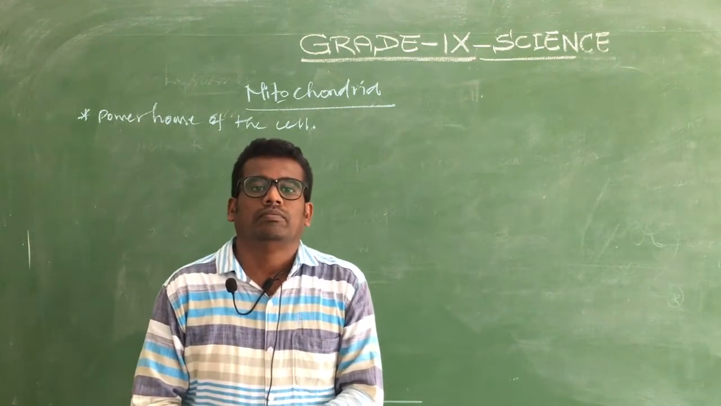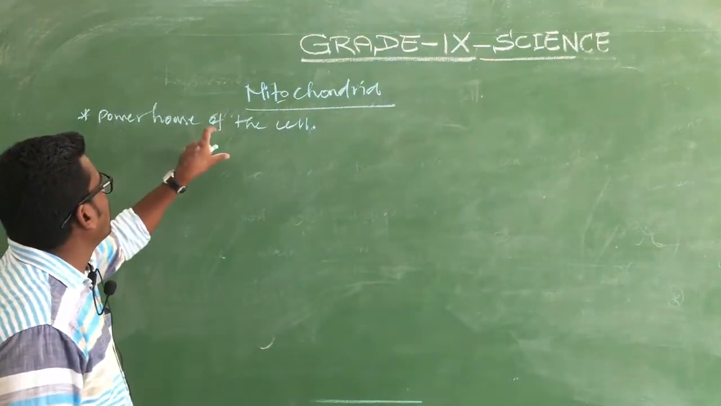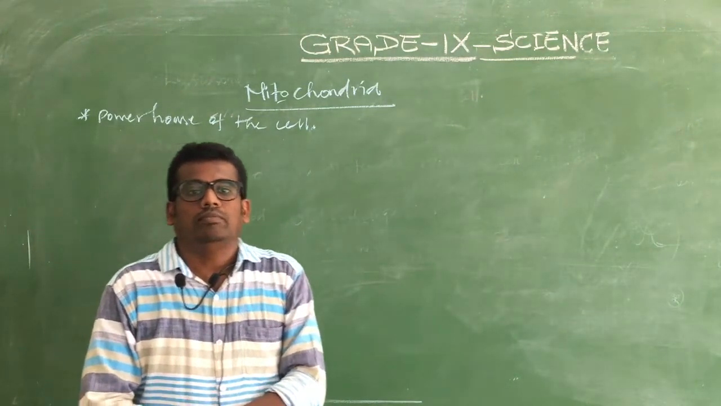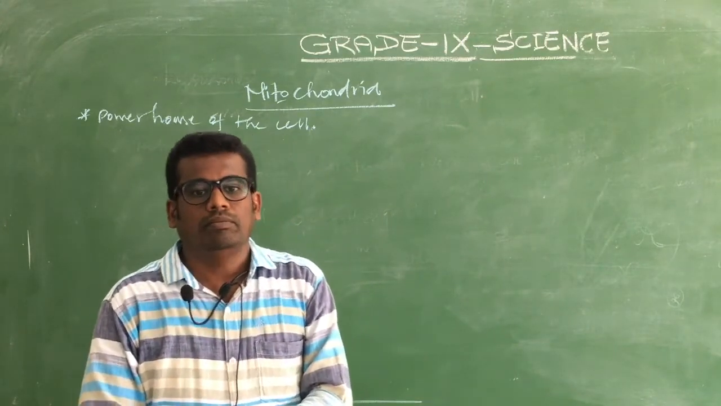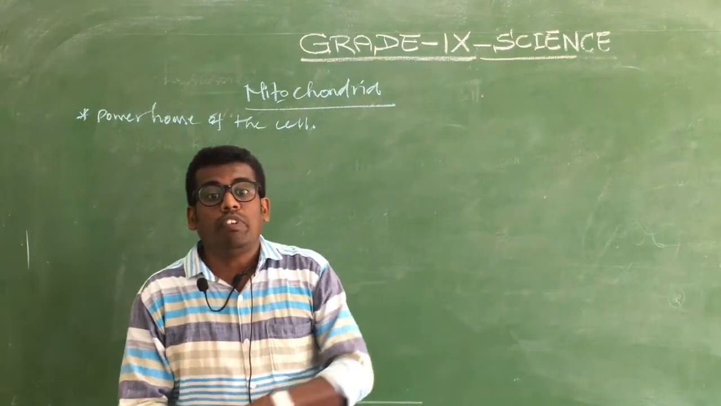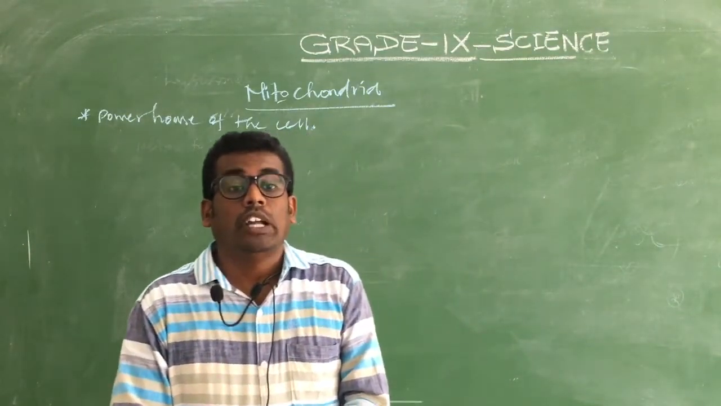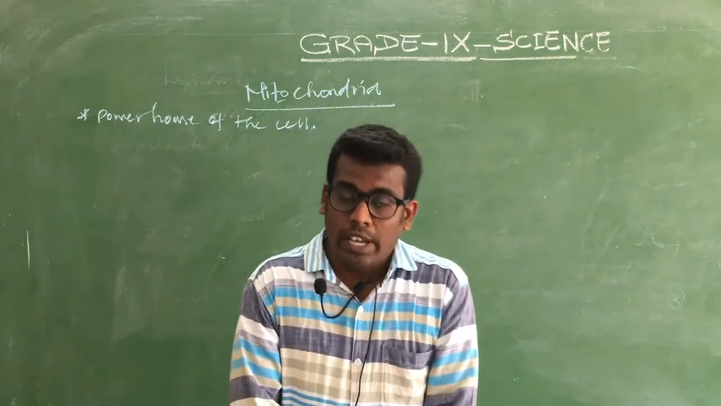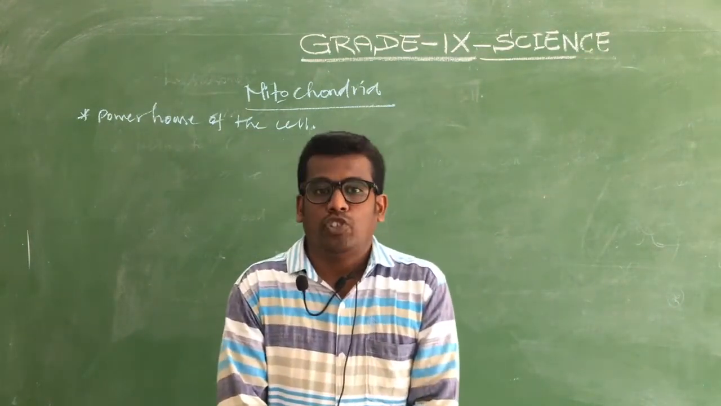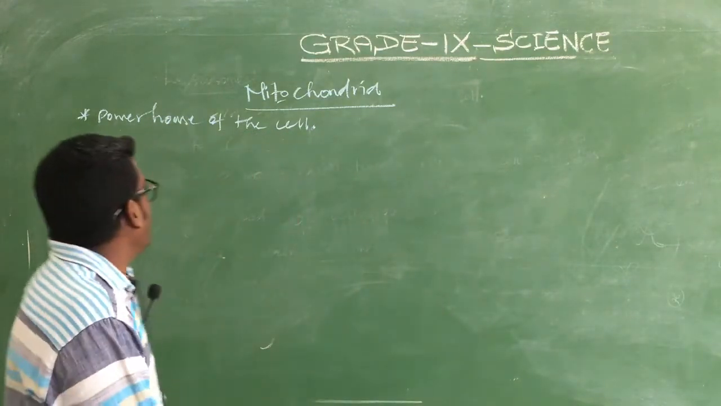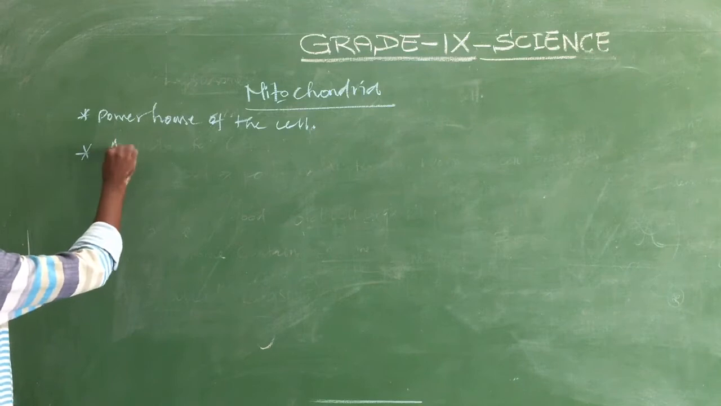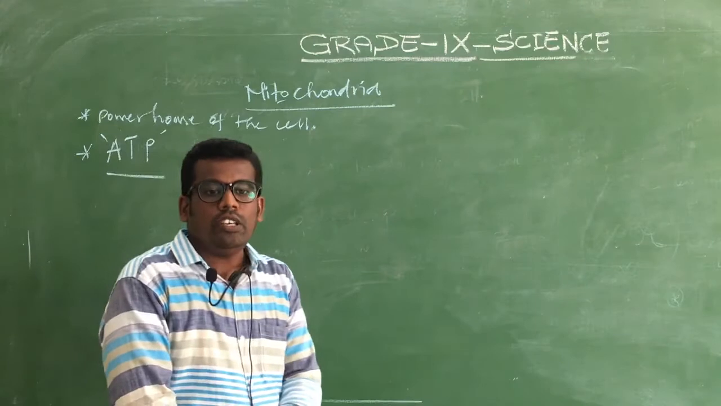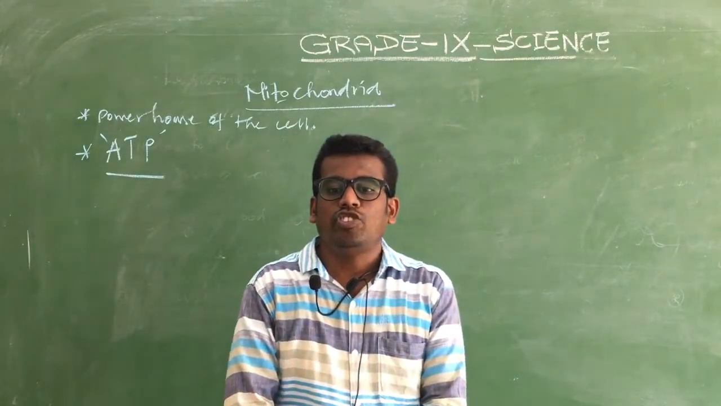powerhouse of the cell. Again, the question will come: which cell organelle is called the powerhouse of the cell? Why? Or state the reason. The energy required for various chemical activities needed for life is released by the mitochondria, in the form of ATP. It releases energy, no? The energy is in the form of ATP.